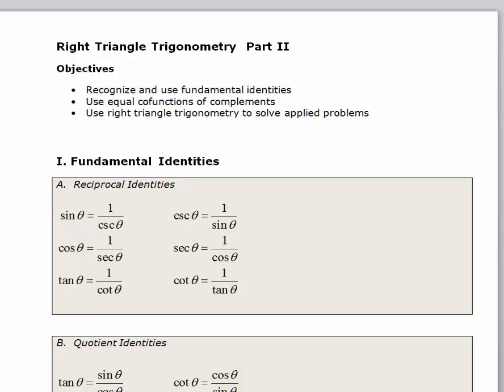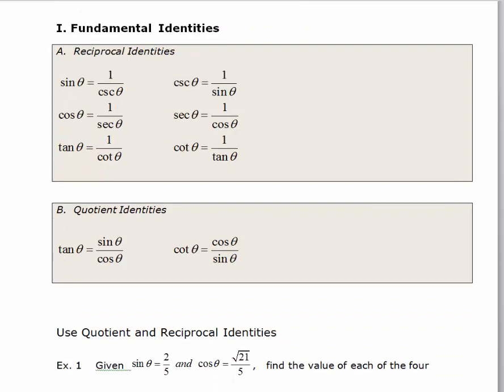In right triangle trigonometry part 2, we're going to look at some identities and some applications of right triangles. And so the first identities are what we call the fundamental identities, and those involve the reciprocal identities and the quotient identities. The reciprocal identities you've already looked at when we first defined the 6 trigonometric functions.